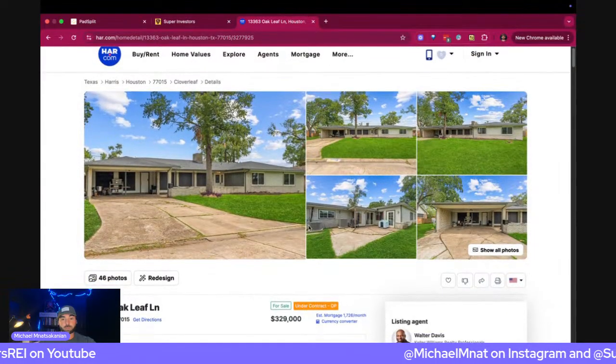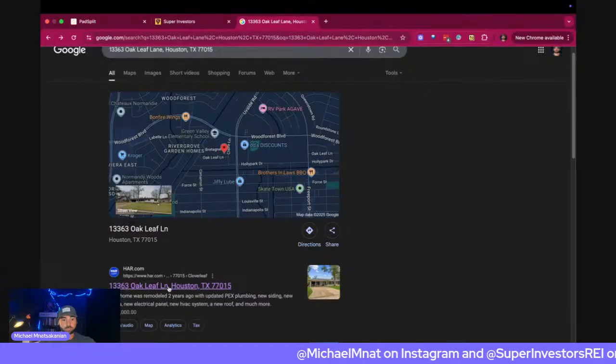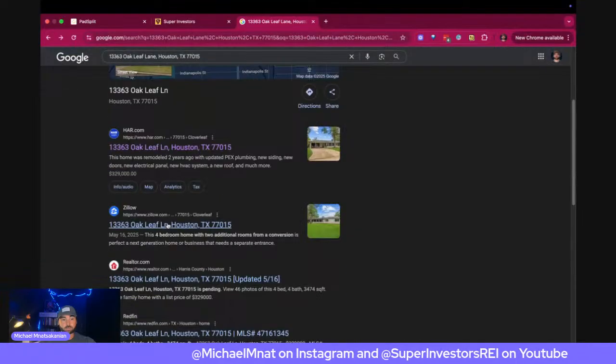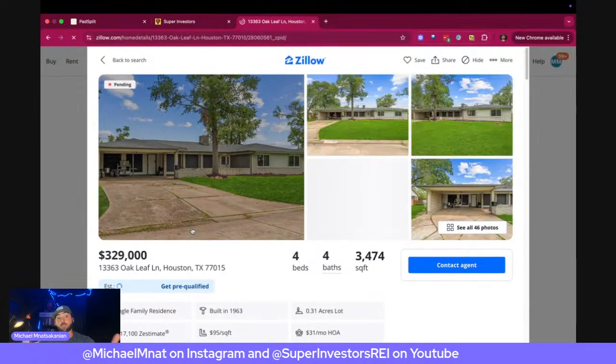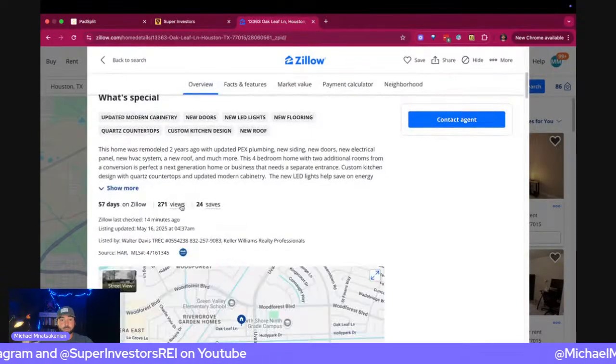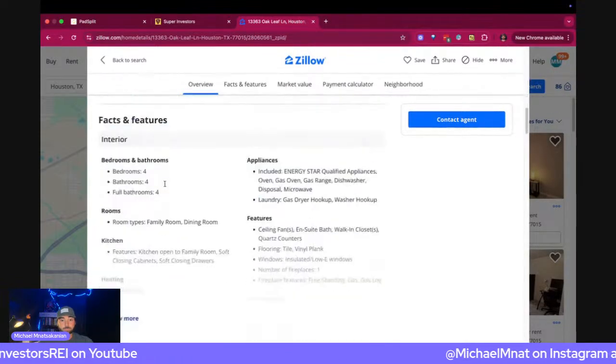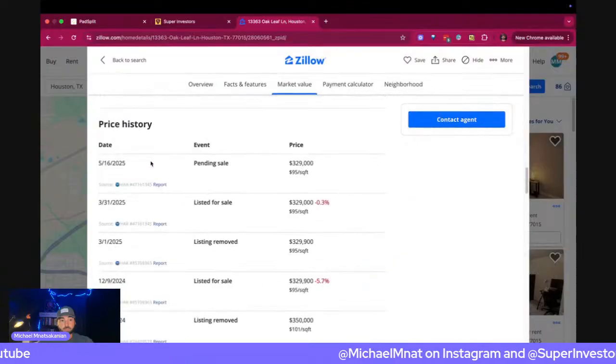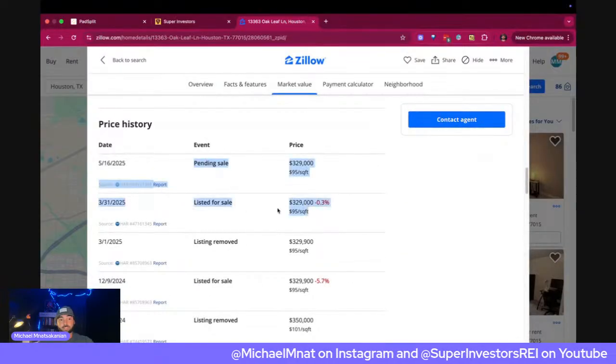Is this the property, Oakleaf? Let me go to a different, where's Zillow? There we go. Look at that, it's on market, pending, right? It might be under contract with the wholesaler, it might be pending. I don't know who it's pending by, but we're going to check. Okay, so it went pending for sale.